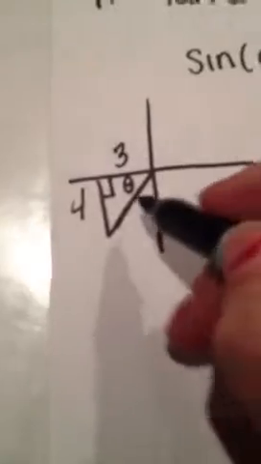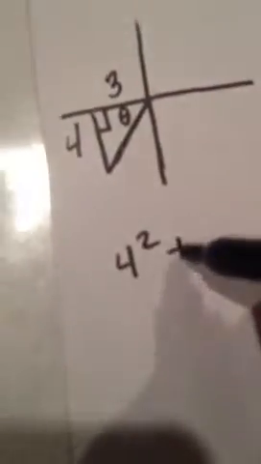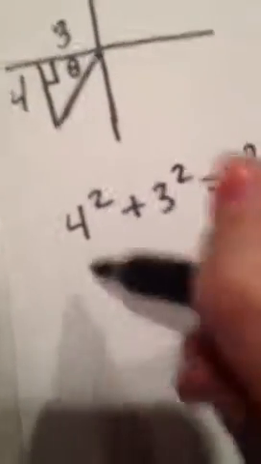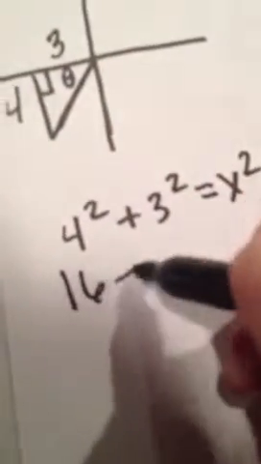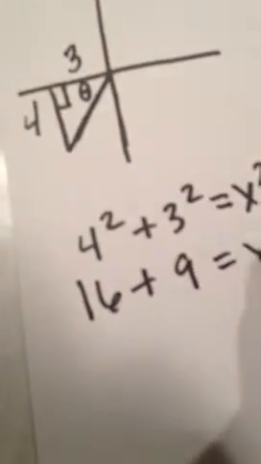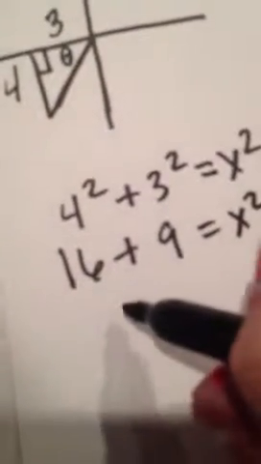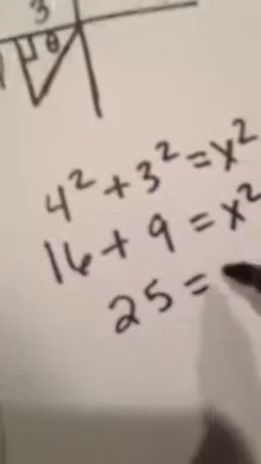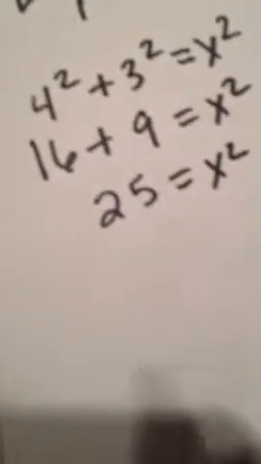And so you want to figure out the hypotenuse, so you do 4 squared plus 3 squared equals x squared. So it's 16 plus 9 equals x squared, which is 25. So the square root of 25 is 5. So your hypotenuse is 5.